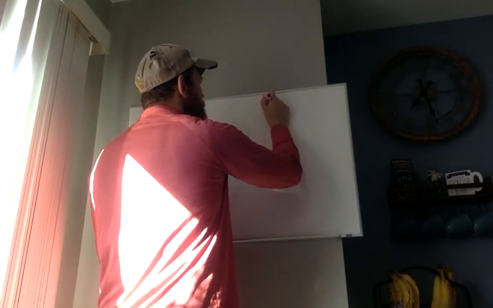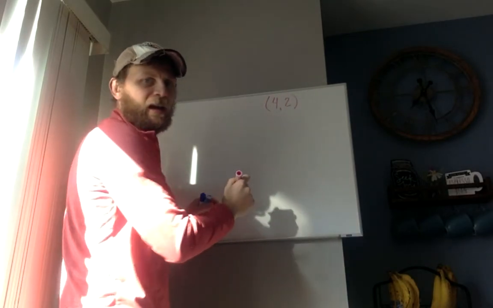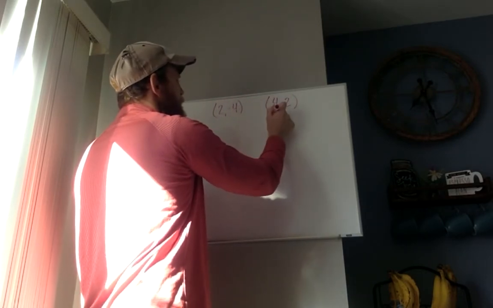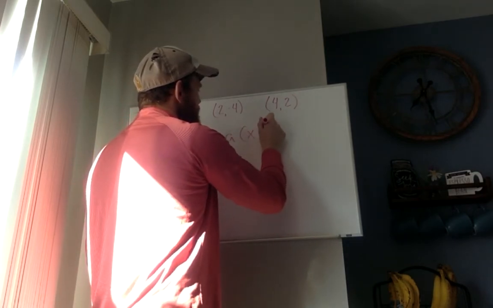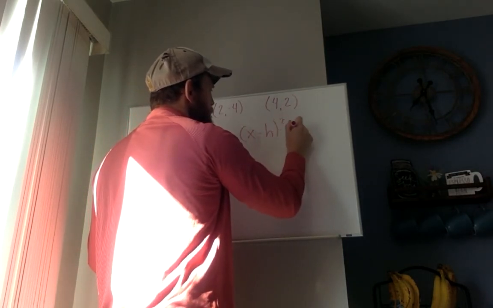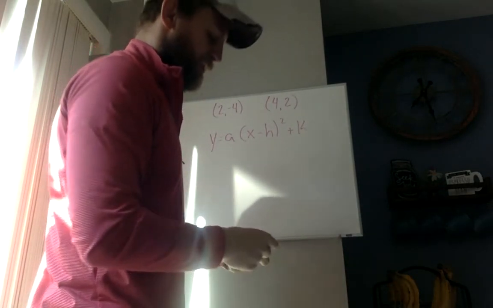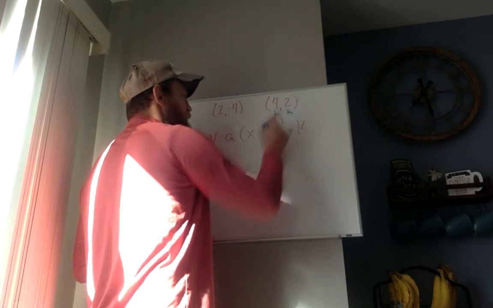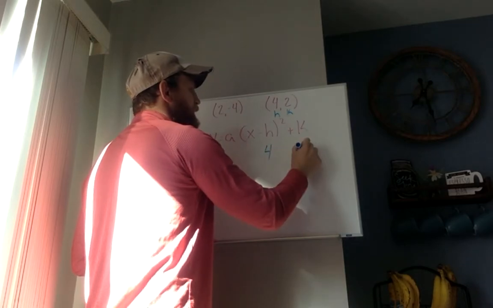My vertex is 4, 2 in this one. And my point is 2, negative 4. So I'm going to write y equals a(x minus h) squared plus k. So here, this is Harry Kalas. I'm going to plug those in. So this is going to be 4, and this is going to be 2.